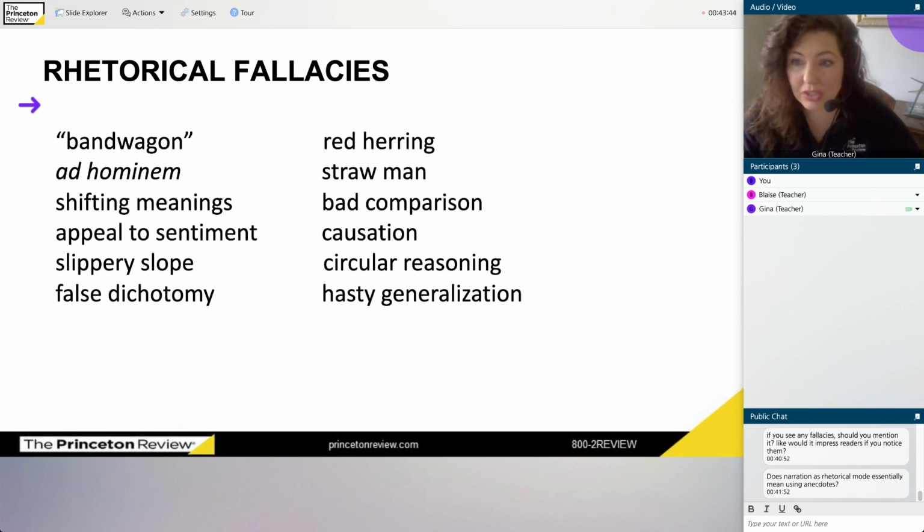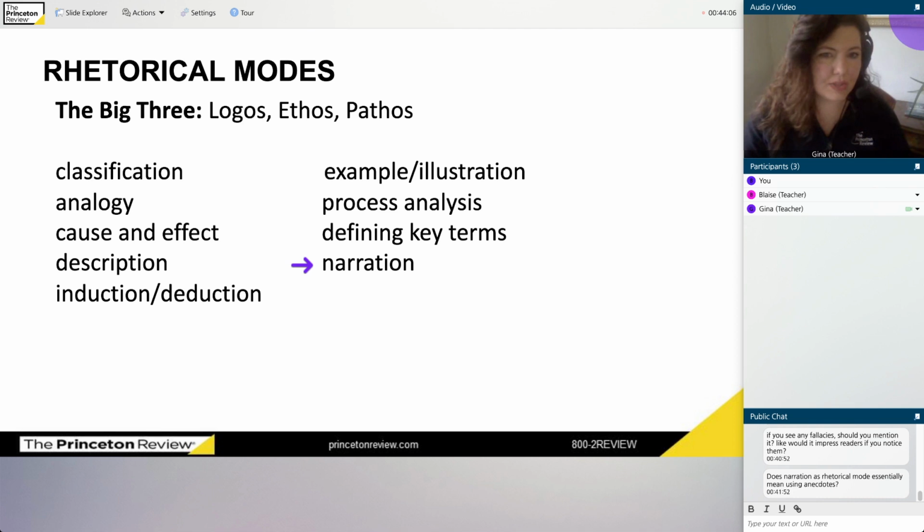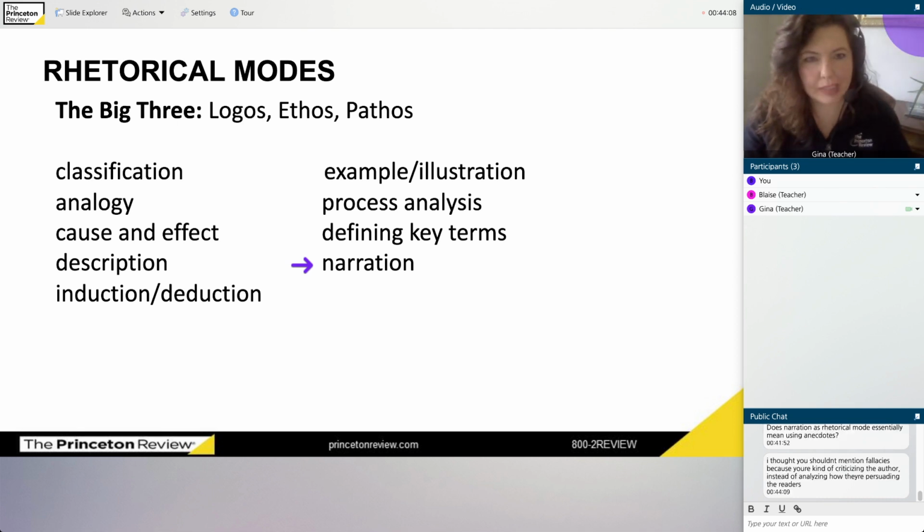Now, somebody asked a good question. Does narration as rhetorical mode essentially mean using anecdotes? Yes, anecdotes are short stories. So that is narration. Although it could be telling somebody else's story, right? So sometimes the anecdote is your own experience, your own story, but it could be telling somebody else's story. So that's why I just call it narration, but anecdote is a great word to use as well.